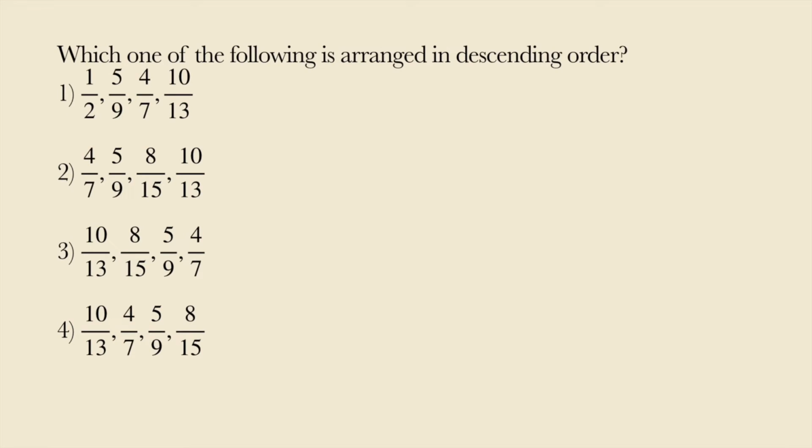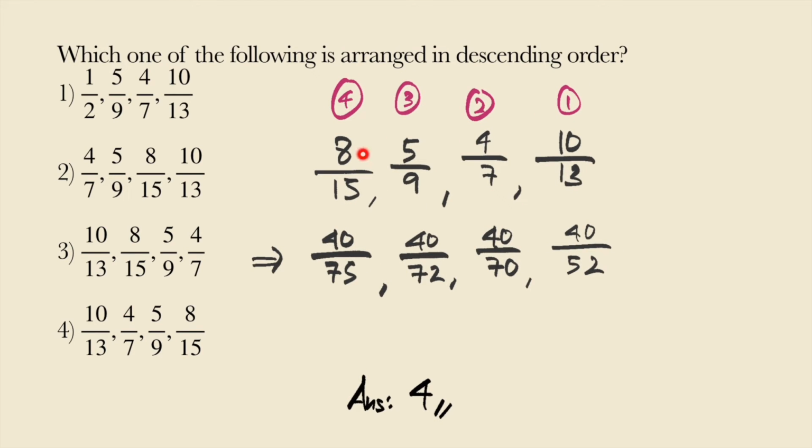So which one is in descending order? I noticed that all these 4 fractions are the same. So let's write them down and compare. Looking at the numerators, I realized that they can all be turned to 40 quite easily. And then let's look, descending order. Let's start with the largest one. The largest one will be the one with the smallest denominator. So that's 52 here. So I noticed that the first fraction should be 10 over 13. That means it's either 3 or 4. Okay, then what's the next largest? That would be 70. So the next fraction should be 4 over 7. Therefore, the answer is choice number 4.